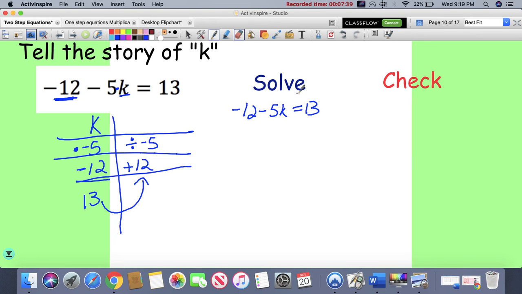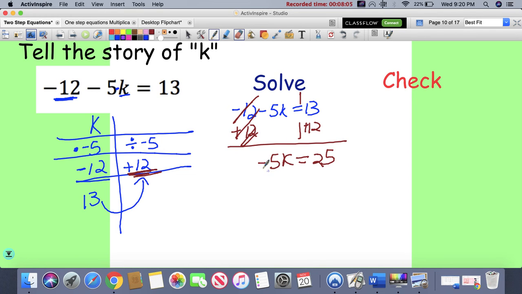Draw the line in the middle. This is my left side and my right side. The first thing I want to do is this guy right here. So add 12. So I'm going to put it right under the 12 on this side and under this 13 on this side. So plus 12. 13 plus 12 on this side is 25. That was easy. Minus 12 and plus 12, this goes out. And be careful here. You have to bring minus 5k down.